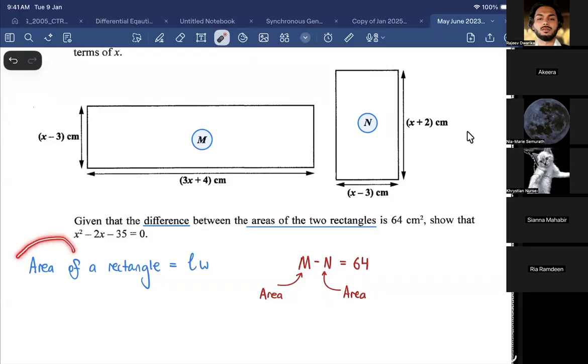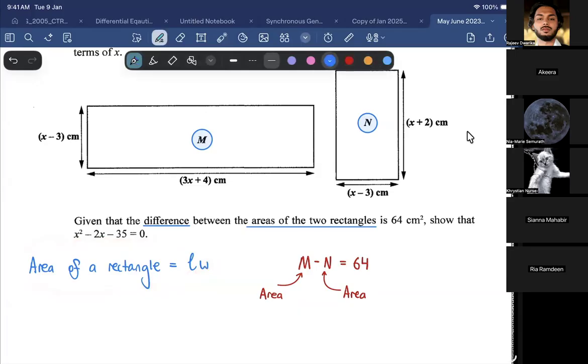Great. And we know that the area of a rectangle is given by length by breadth, or width. So this will be the length, this will be the width. Which area do I want to find first? M. M, no problem. So we multiply in here, right? Yes. The length is 3x plus 4, and I'm multiplying that by?